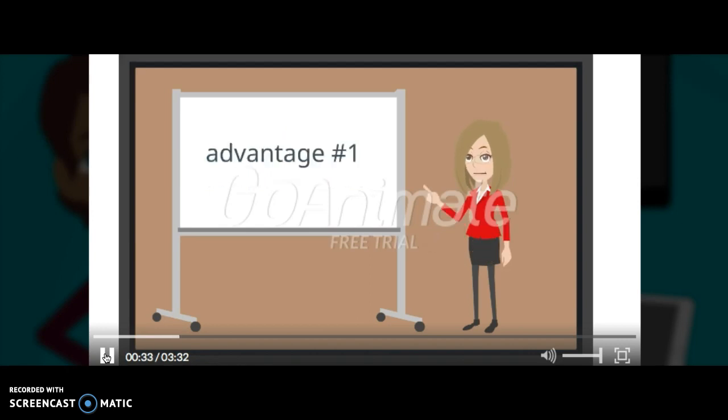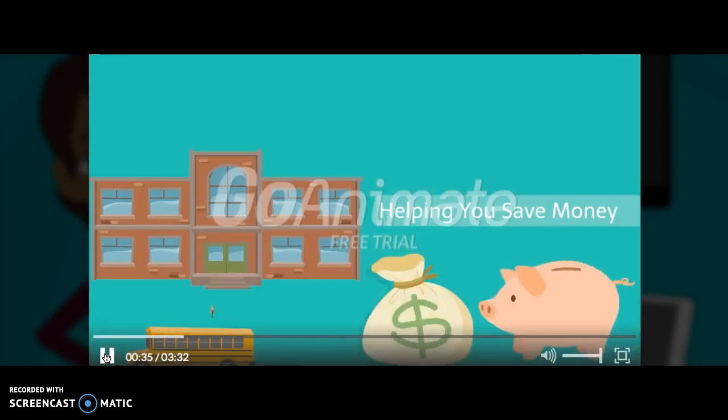Advantage number 1. BYOD allows schools to spend less money on technology by focusing their spending on providing for students that actually need help obtaining technology rather than all students.